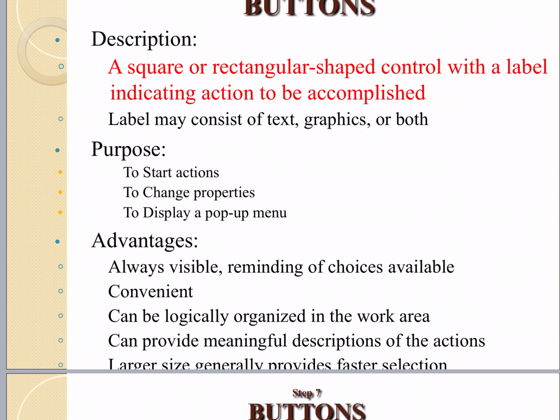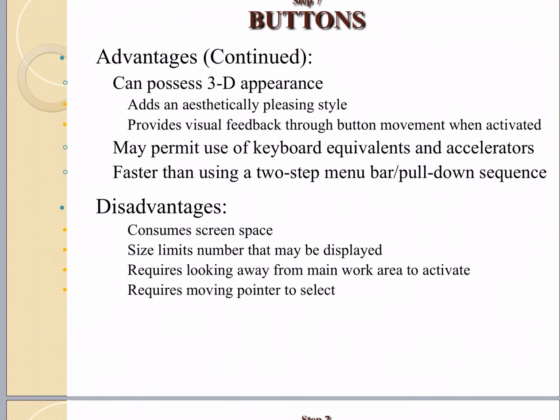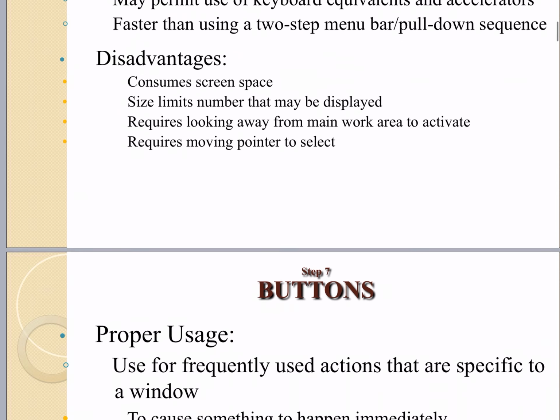Buttons are always visible, reminding of the choices available, which is also convenient. They can be logically organized in the work area, and can provide meaningful descriptions of actions. Large size generally provides faster selection, and they can also possess 3D appearances. Now, what are the disadvantages? They consume screen space, size limits the number that may be displayed, they require looking away from the main work area to activate, and require moving the pointer to select the buttons.